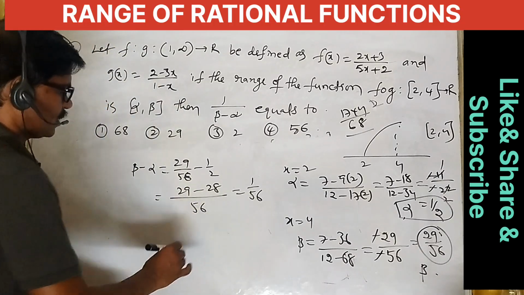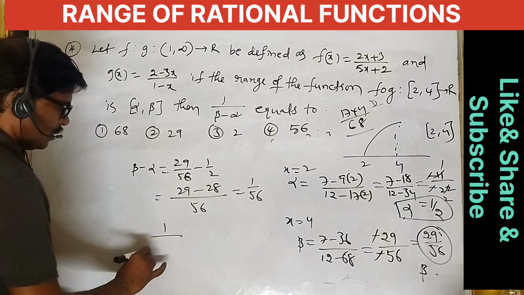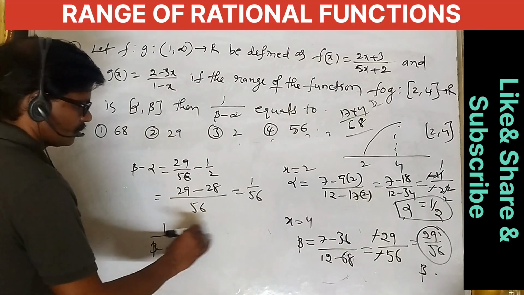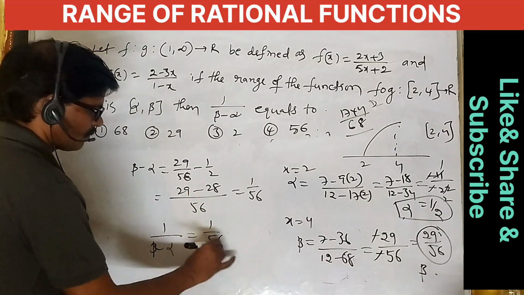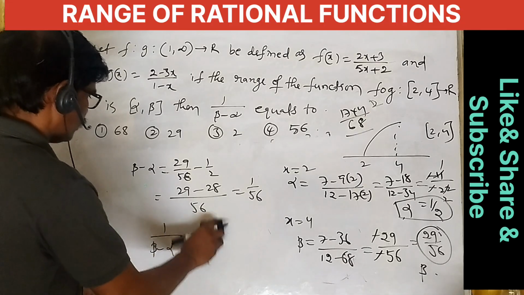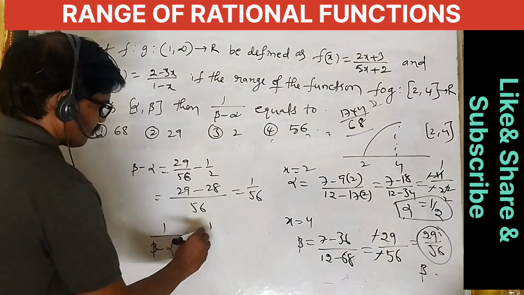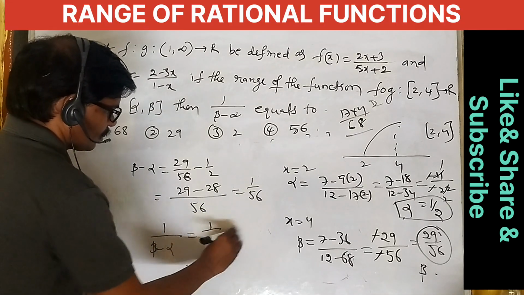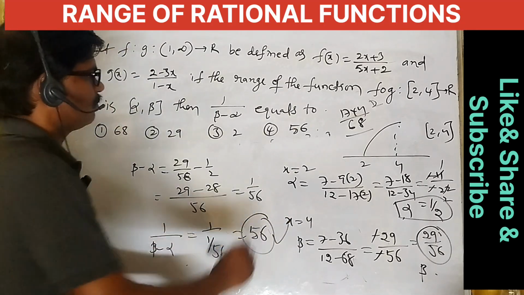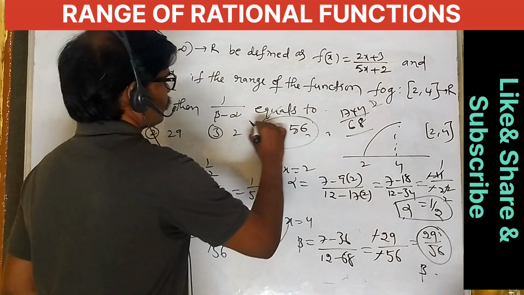Beta minus alpha is equal to 1 by 56. Its reciprocal, 1 by beta minus alpha, is equal to 56. Answer is equal to 56. Option 4 is correct.